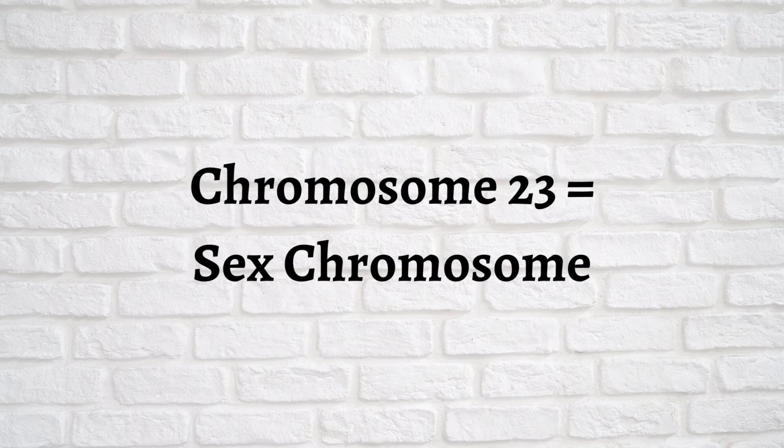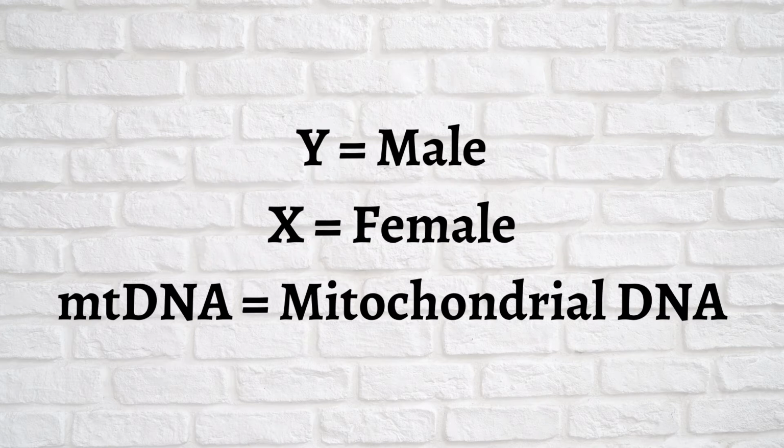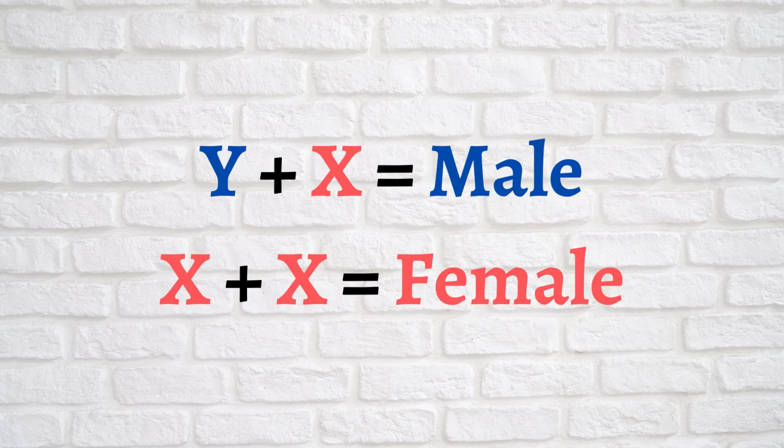Chromosome 23 is your sex chromosome. It's responsible for you being male or female. The letter Y represents the male DNA, and letter X represents the female DNA, also called mitochondrial DNA. A male possesses one Y from his father, which makes him male, and one X from his mother. A male can pass along to his child either his Y or his X, determining if the child will be male or female.